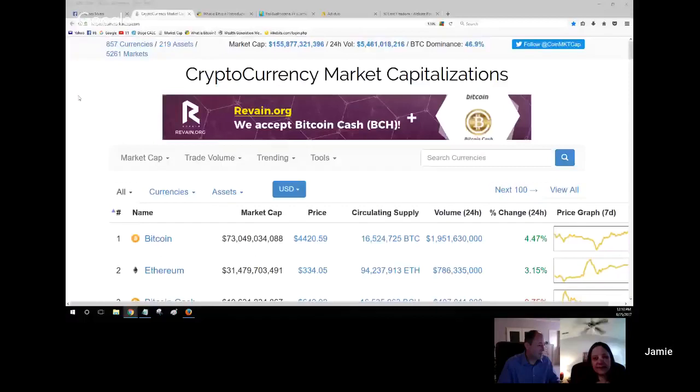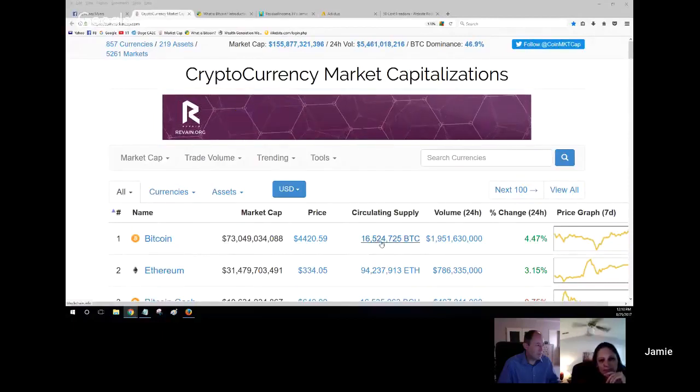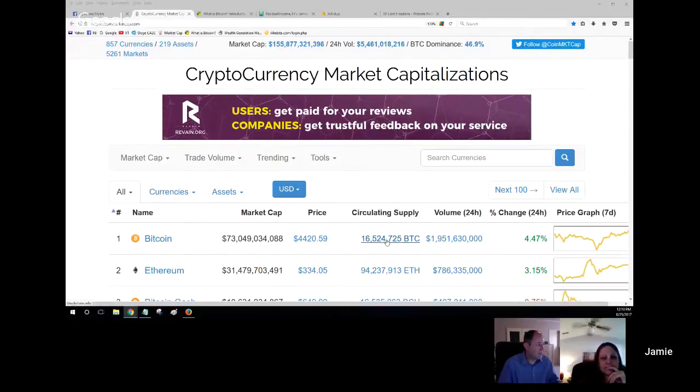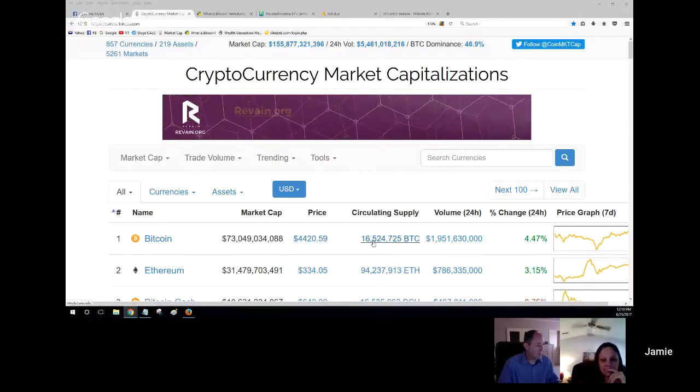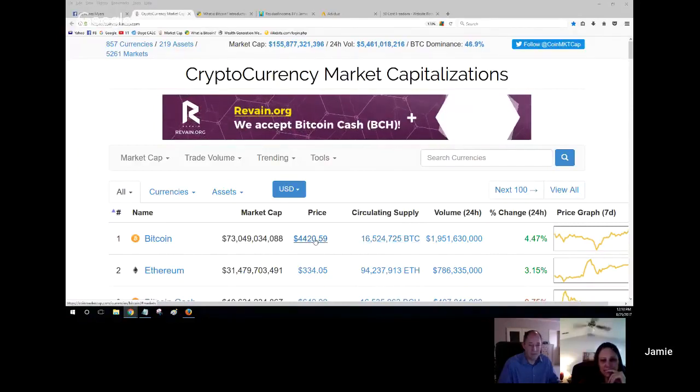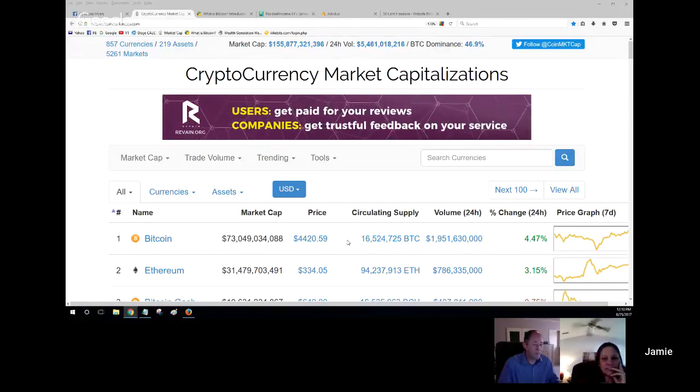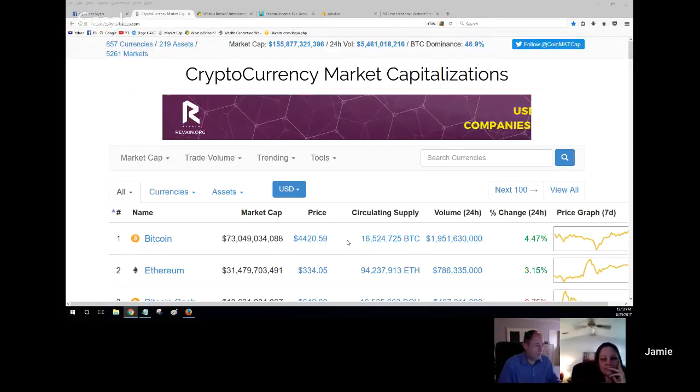Now, let me share my screen. I'm going to tell you where they came up with that number. I thought this was really interesting. That's why I wanted to share this. This is coinmarketcap.com. What they're doing is taking the circulating supply and multiplying it by the price. So if you take 16 million times 4,400, you're going to get 73 billion plus. So simple supply and demand, I'm convinced Bitcoin's going to keep going up in price.